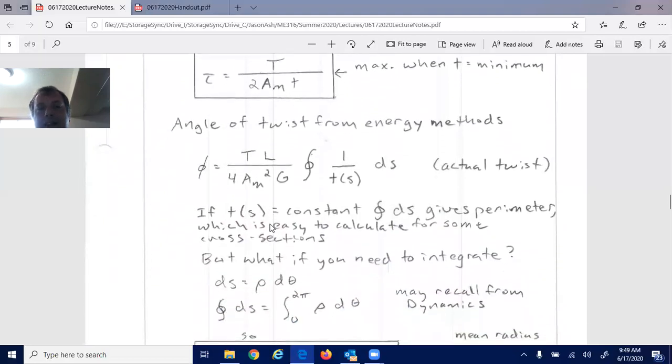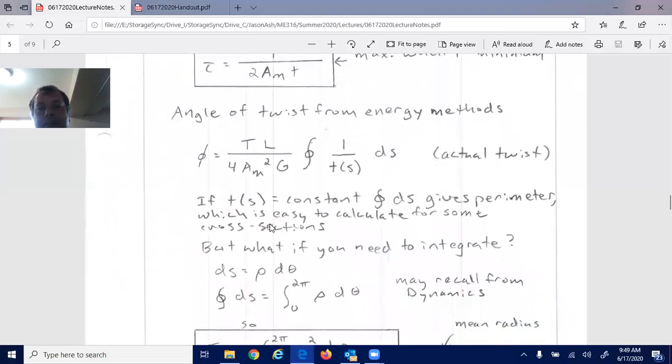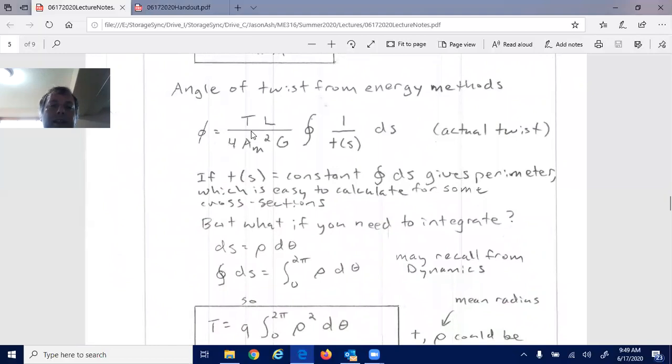The angle of twist can be derived from energy methods, where your angle of twist is your torque times the length of the shaft divided by 4 AM squared times G times the line integral of 1 over the thickness as a function of s, ds. Again, this is your actual twist since it's a phi value. If t is a constant, this can pull out from the integral expression, and you just have the integral of ds, which gives the perimeter of that mean or median line.